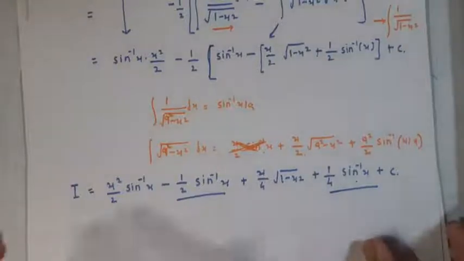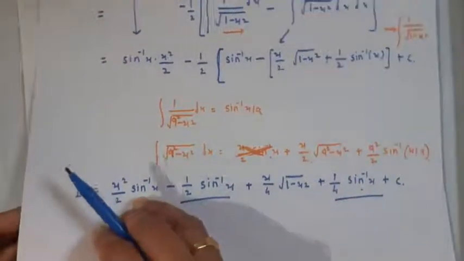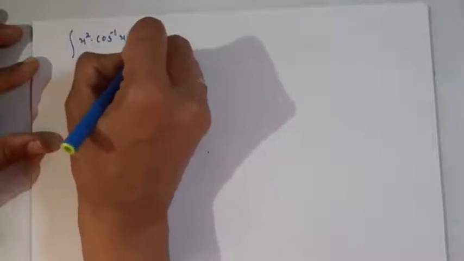Okay students, now the next problem is that evaluate the integral, that is integration of x square cos inverse of x. Evaluate the integration of x square cos inverse of x with respect to x.